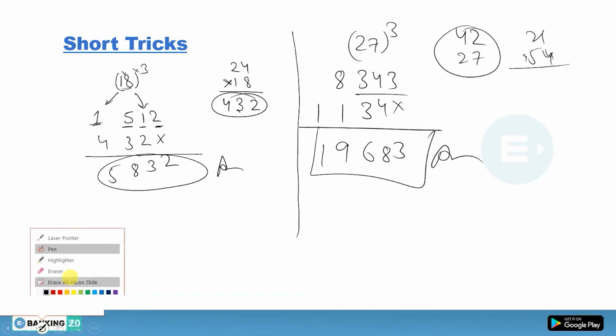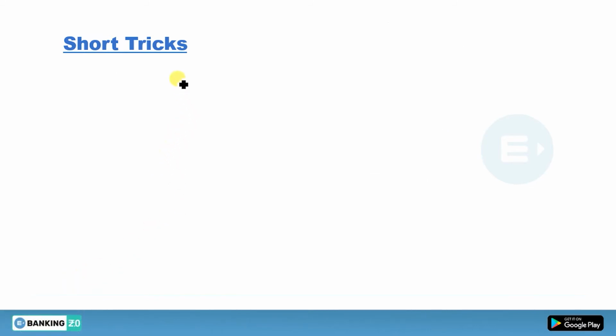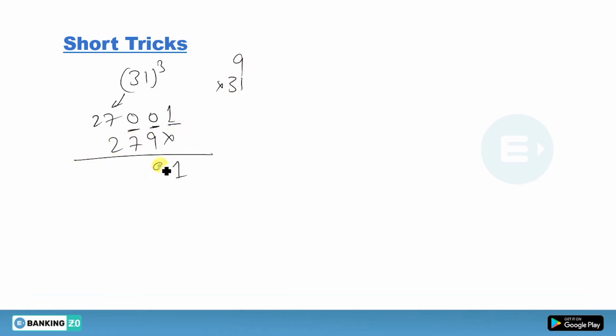Okay. Now see, one more question. Suppose you want to calculate the cube of this 31. So what will you get? The 3 cube is 27, 1 cube is 1, so I have to put 0 here to make it 3 digits. Okay, now 3 into 3, you get 9, 9 into this 31. What are you going to get? 31 into 9, you'll get 279. So what you'll get? 29791. This one is the answer.